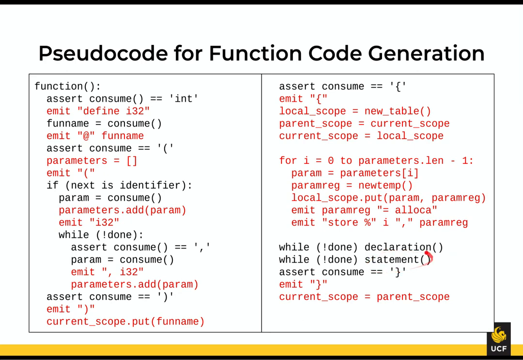And same with statement. And finally, we just consume this end curly brace and emit the equivalent in LLVM, which is also a curly brace. And finally, restore the scope to whatever the parent was. So for the simple version of Simple C, that will just be the global scope. Questions on this? All good?